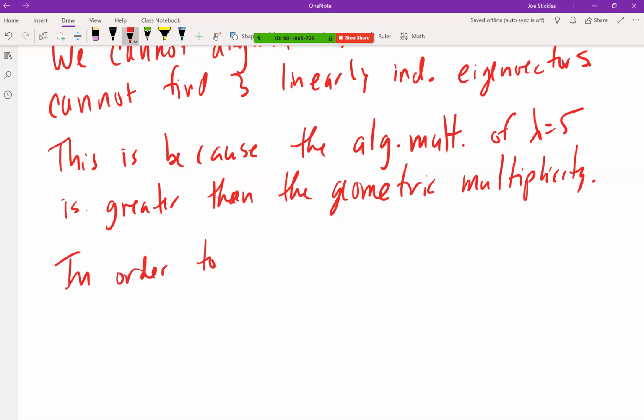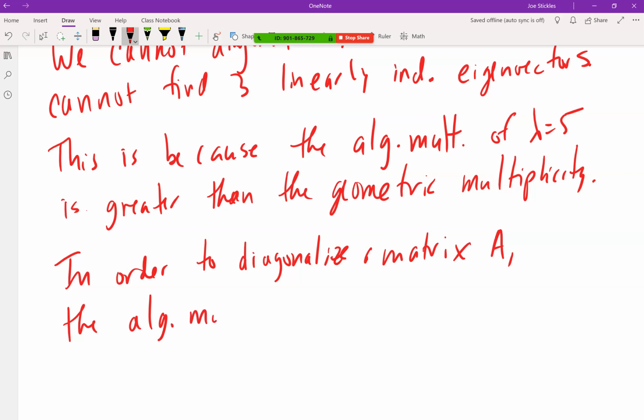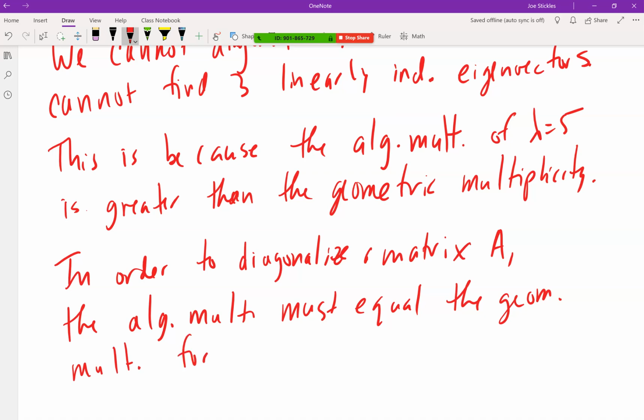So in order to diagonalize a matrix A, the algebraic multiplicity must equal the geometric multiplicity for every eigenvalue of A. If you get even one where they're not the same, then you cannot diagonalize. Any questions on that at all?